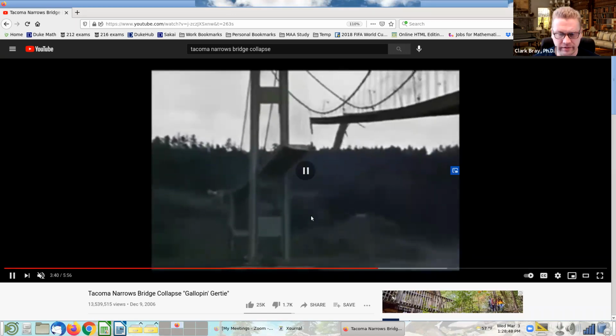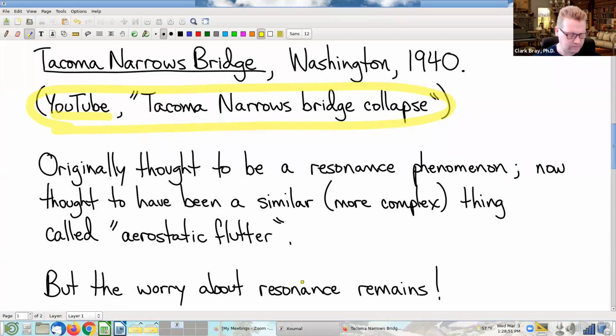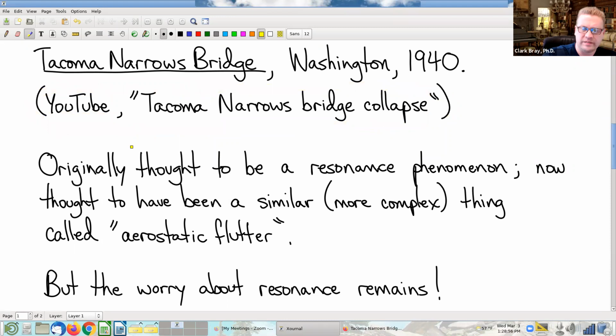Okay, so that having been noted, I bring this up in the context of a discussion on resonance, because people used to think that this was resonance, and the thinking on the subject has changed in recent years. The reading that I've done suggests that it might be something similar called aerostatic flutter. That's beyond the scope of this course, exactly how that works, but it's not such a terribly different thing. The point here is that the worry about resonance is certainly still there. Okay, so it's something you definitely have to worry about. Resonance can knock down bridges.